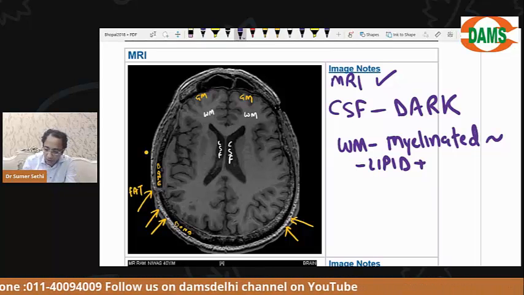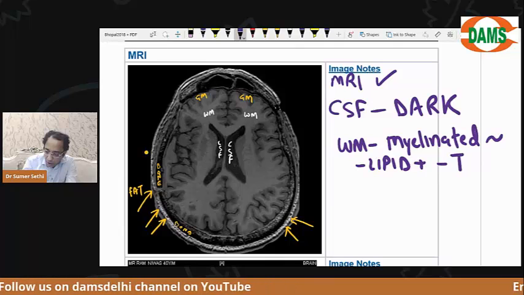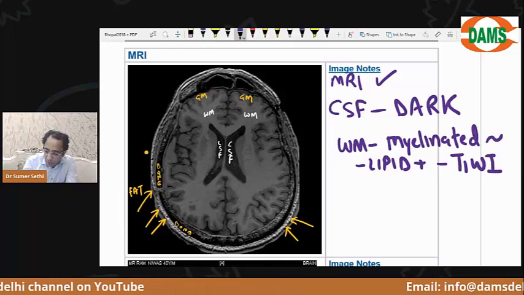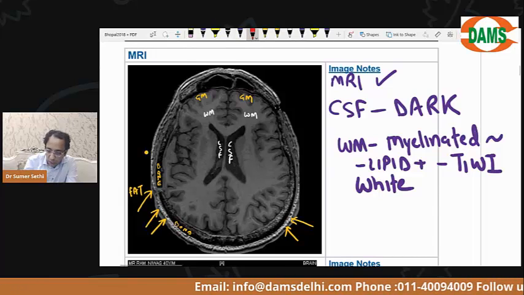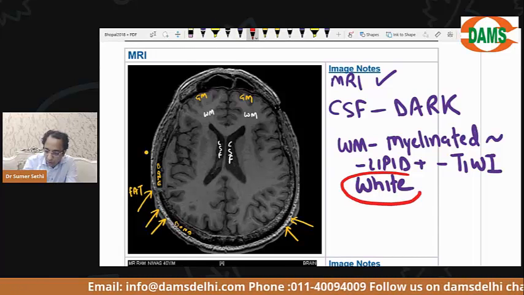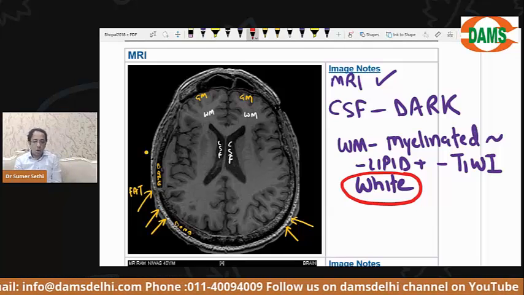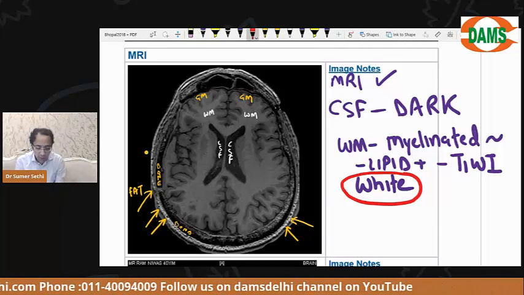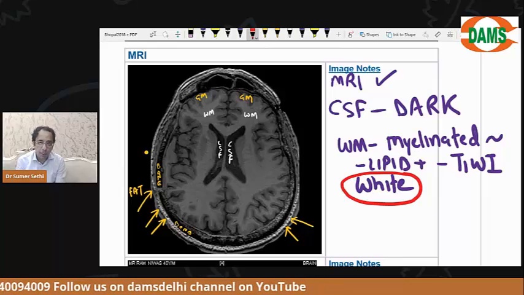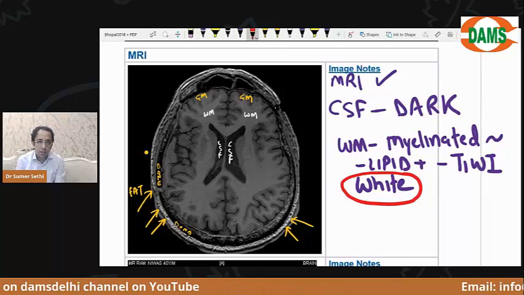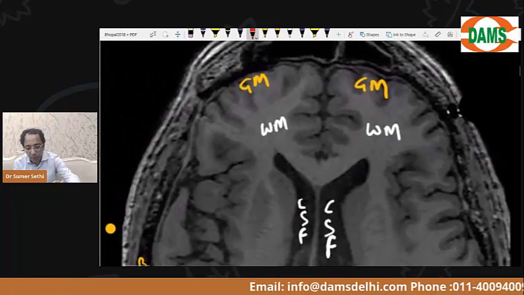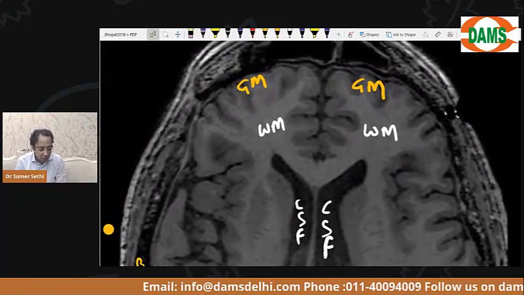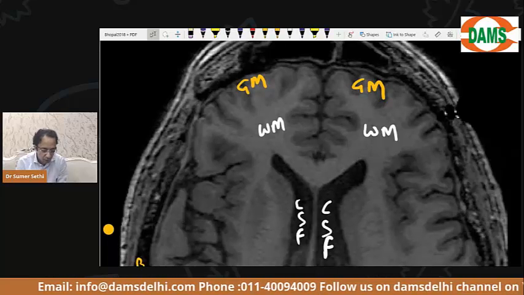Myelin has lipid. And that is why on a T1 weighted image, white matter appears more white as compared to gray matter. On a T1 weighted image, because of the presence of lipid, the white matter appears more white than gray matter. I want you to appreciate this when I zoom the image.